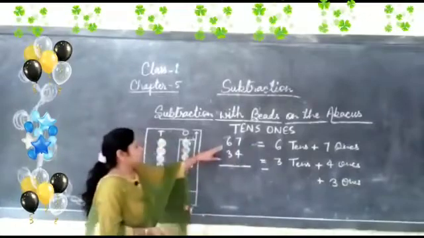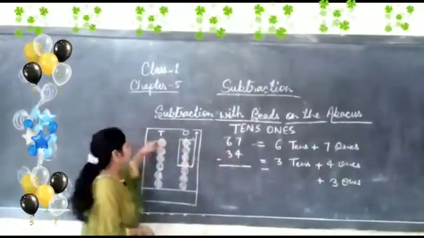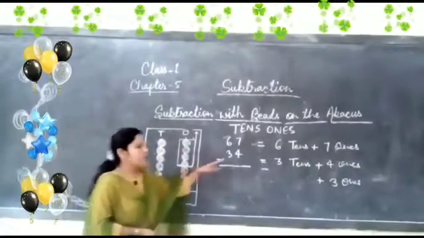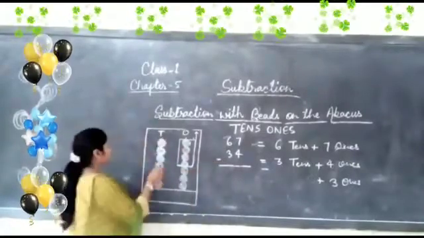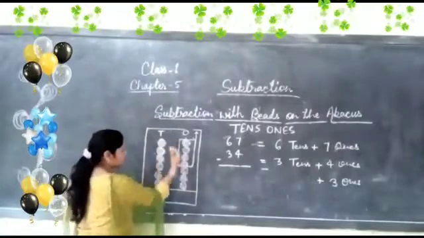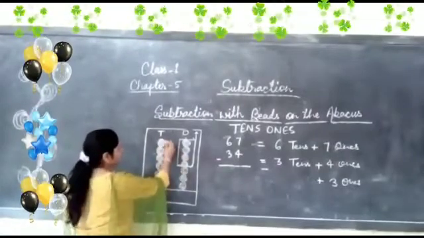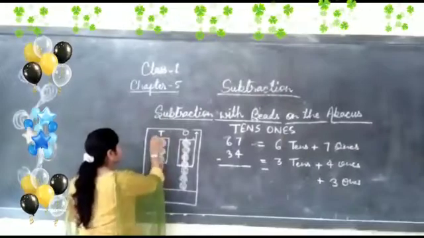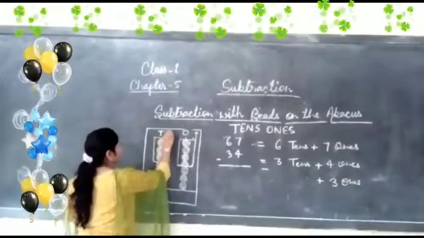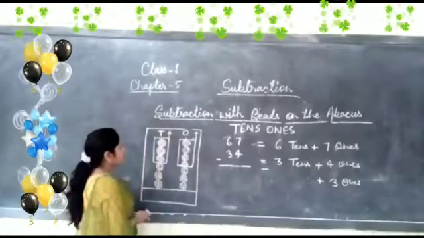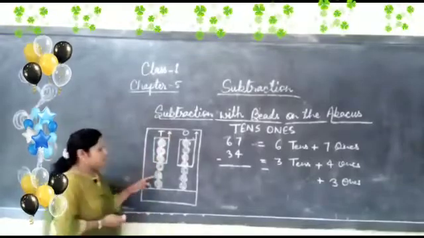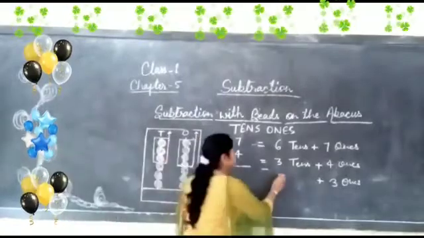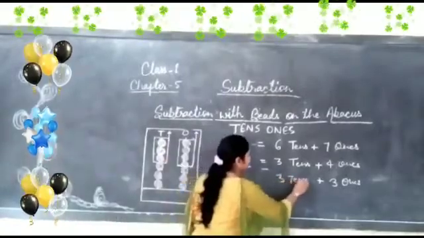Now the second number is 6 minus 3. So you can see we have 6 beads here and we have to take away 3 beads. So again we will do the same process. We will count 3 from the upper direction: 1, 2, 3. We will put an arrow mark in the upward direction. Now how many beads are left here? 1, 2, 3. So you can see 3 beads are left.